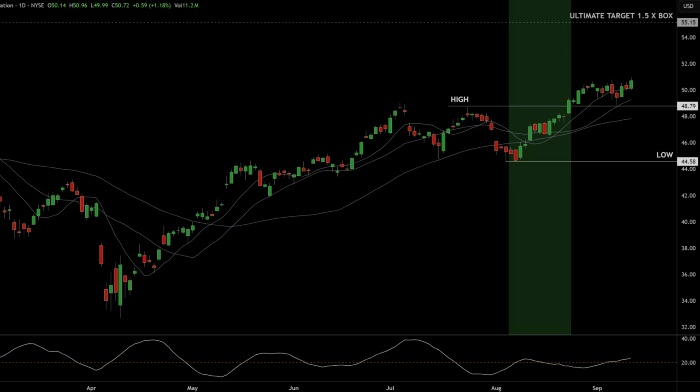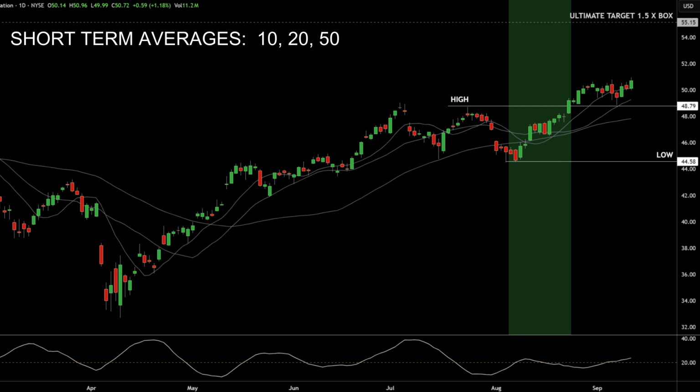This is a chart of Bank of America. And listen, I chose a less than perfect example. This has a compression of the shorter term averages, the 10, the 20, the 50. The ADX, it's below 20. It shows a weaker trend.